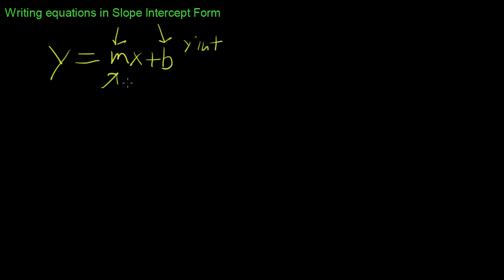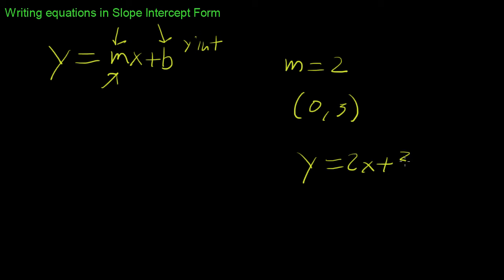So if you have a slope and a y-intercept, like if I give you a slope of 2 and the y-intercept is (0, 3), then the slope-intercept form of that is just y equals 2x plus 3. Right? Simple.